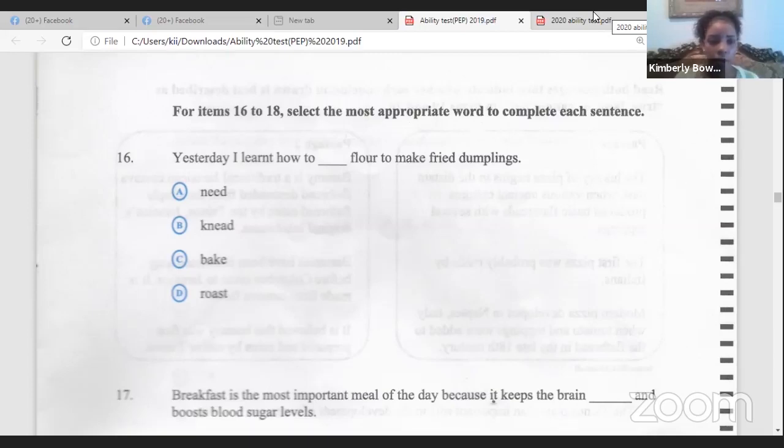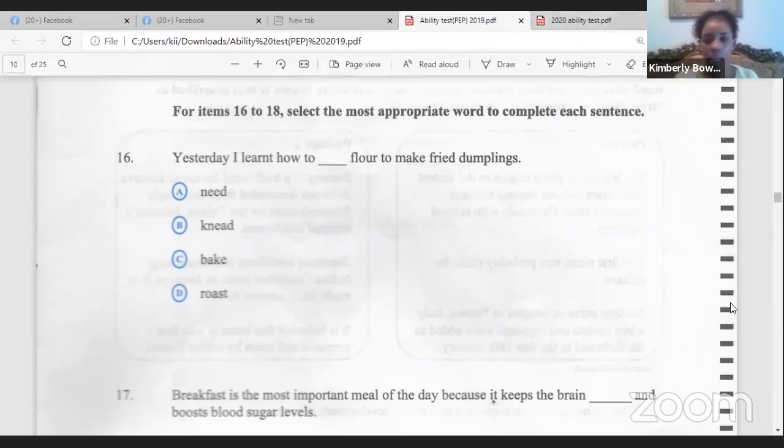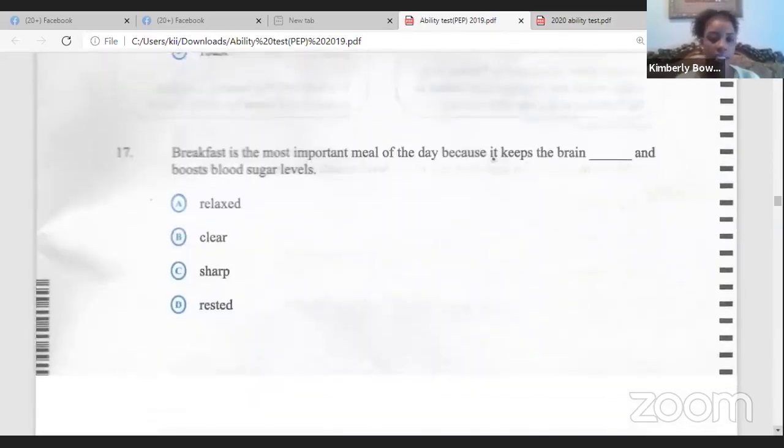Here on the screen, we have the 2019 past paper. We're seeing a question on the most appropriate word to complete the sentence. Let me see if that is on the 2020 past paper. The most appropriate word to complete the sentence. So there are three sentences, actually. There's a sentence for questions 16, 17, and 18.